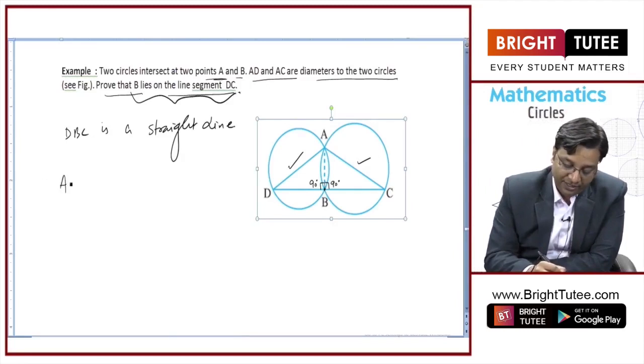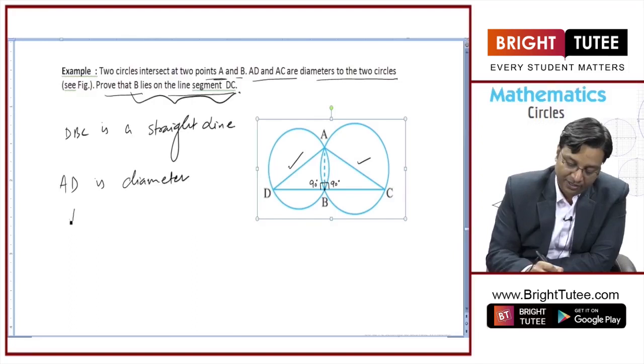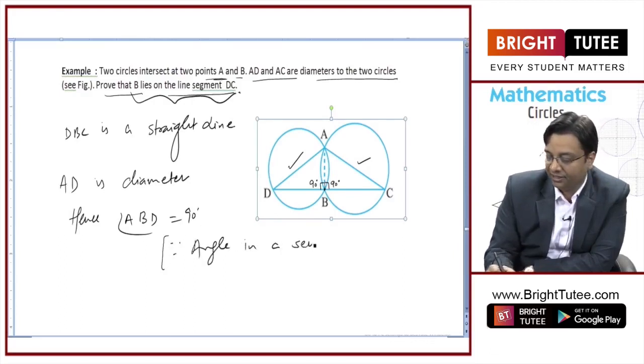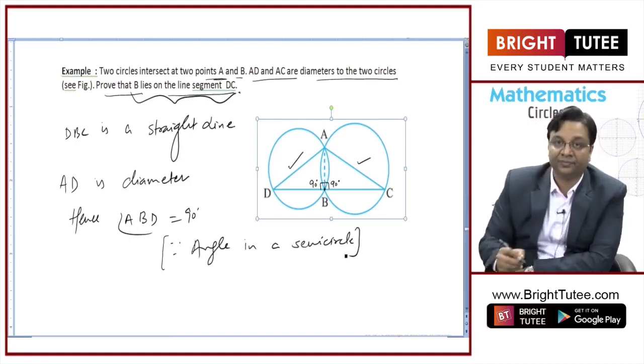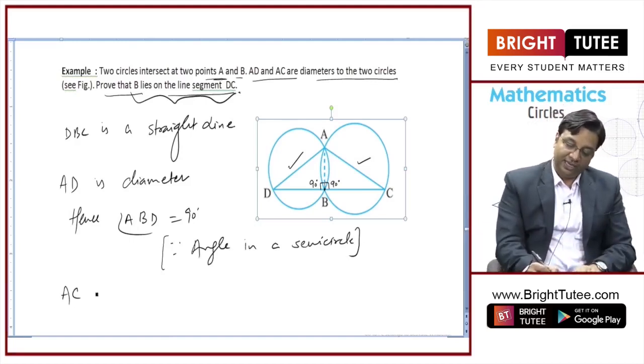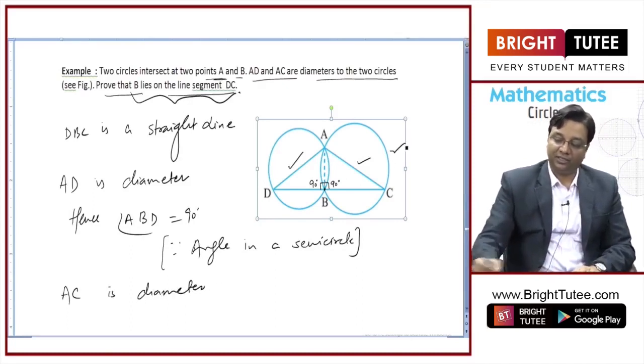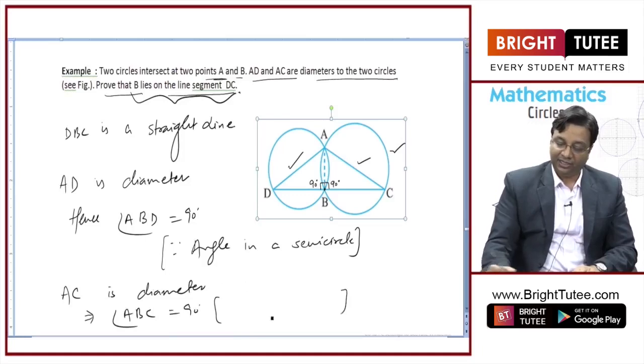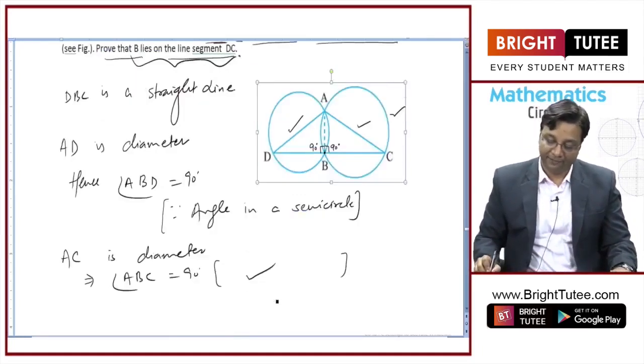You just say that AD is a diameter, hence angle ABD is equal to 90 degrees. You will write the reason: angle in a semicircle. Then you will make a statement that AC is a diameter of this circle, hence angle ABC is equal to 90 degrees, and the reason is angle in a semicircle is a right angle.